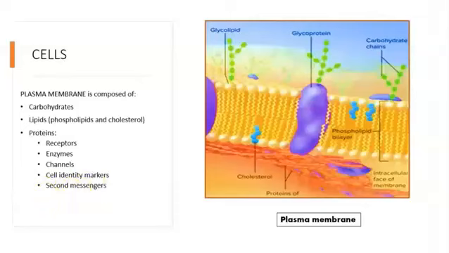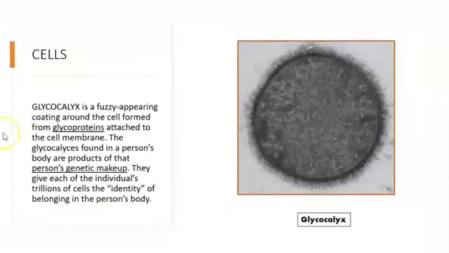Keep scrolling down, we're going to get to the glycocalyx. The glycocalyx is a substance that covers the cell membrane like icing on a cake. The cake would be the cell, the icing would be the glycocalyx. The glycocalyx is basically carbohydrates with lipids and carbohydrates with proteins. They are very important because they are unique to each individual. For example, my cells are different than your cells because my glycocalyx is different than your glycocalyx.